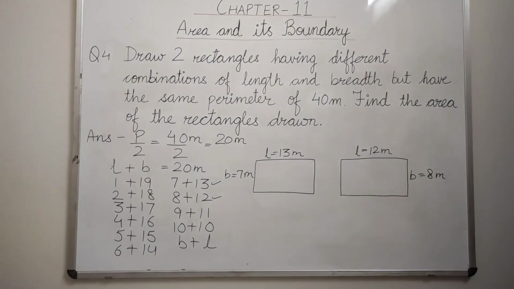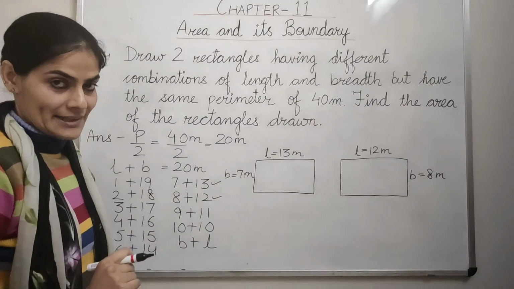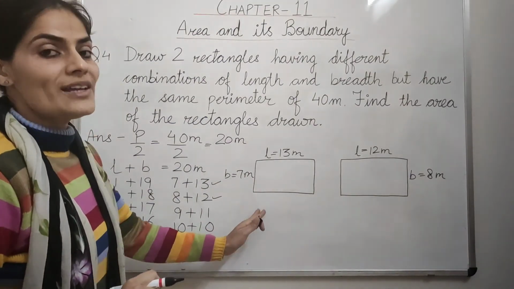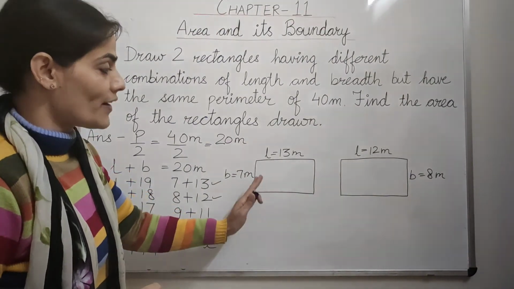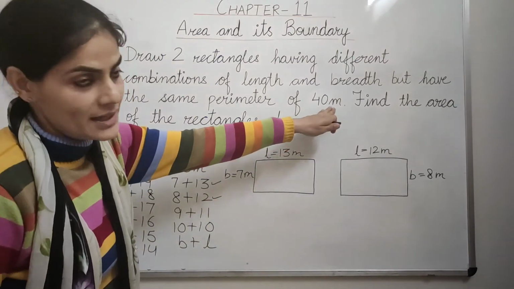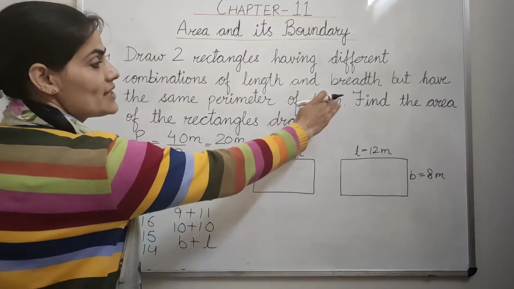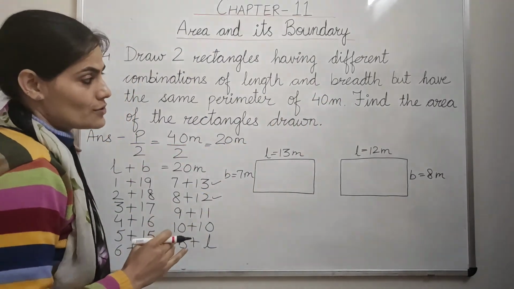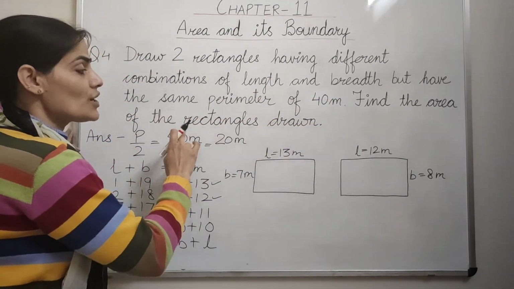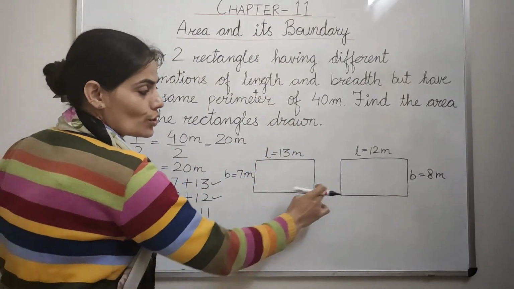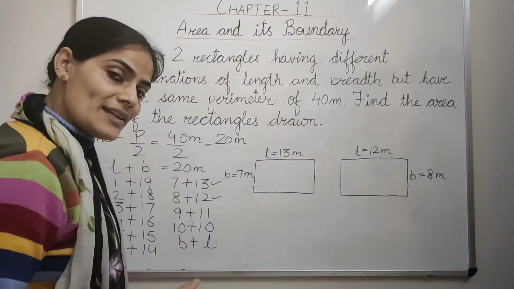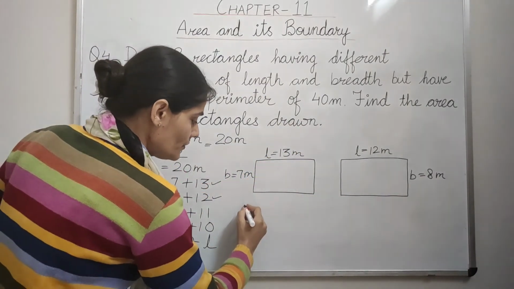Clear everyone? Now we have drawn the rectangles. If you want, you can check your answers also by finding the perimeter. It would be equal to 40 meters. Okay. But we have the second part of the question also. Find the area of the rectangles drawn. We have drawn these two rectangles. So let's find the area here everyone.